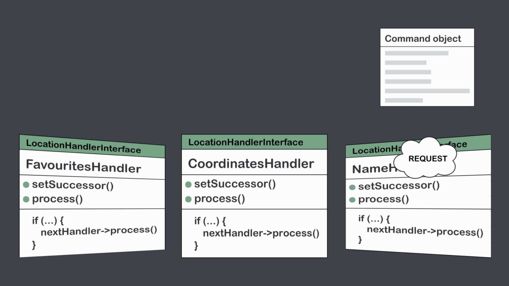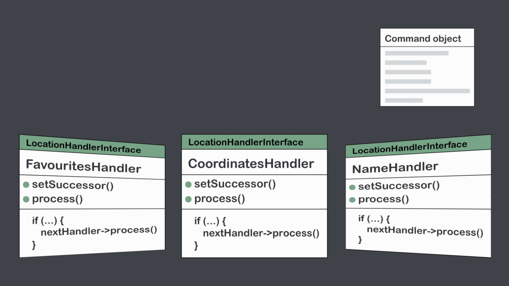The last handler is name handler, and it could process a request because name is present. But request already has all information and there is no need to do anything else. Processing is complete as there is no next processing object in the chain.